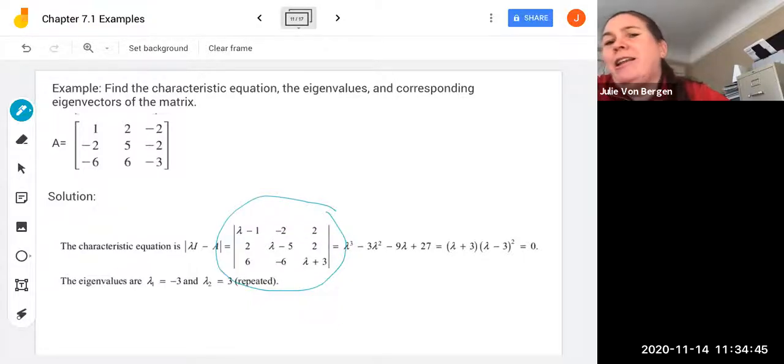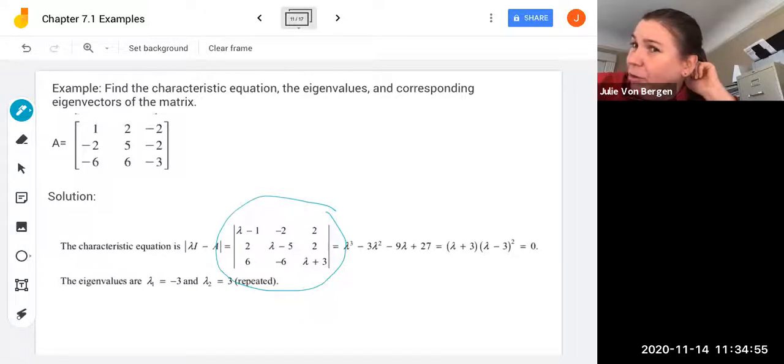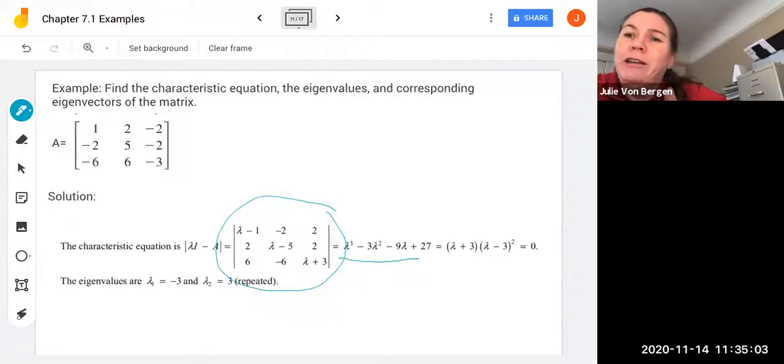And then because we're calculating lambda I minus A, all the other entries change signs because the A is getting subtracted. To expand out the determinant here, you would do cofactor expansion by hand. And so you end up here with this equation after all of our cancellations: lambda cubed minus 3 lambda squared minus 9 lambda plus 27. And then you factor this, and I'll show you later on, you can actually factor in Sympy as well.